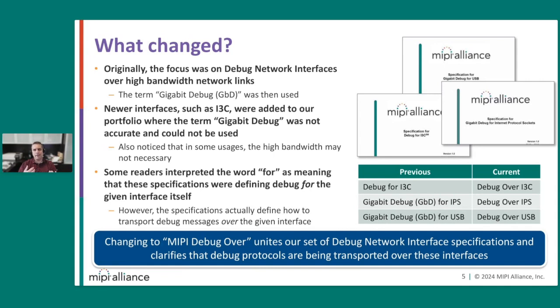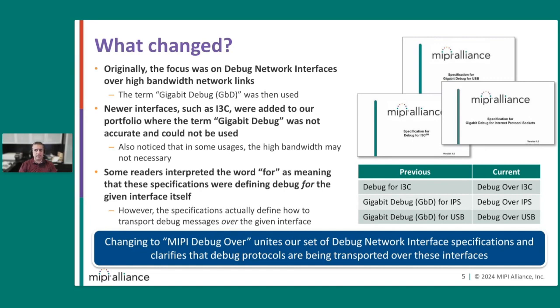One of the other things we changed, you might have seen the subtlety, is "for" versus "over." It was a little confusing when you said Debug for I3C. People thought, oh, so this is about how to debug I3C? The answer is no. It's about how we send our debug protocols over the I3C interface, or over USB, or over TCP/IP through the IP sockets. So we changed that.